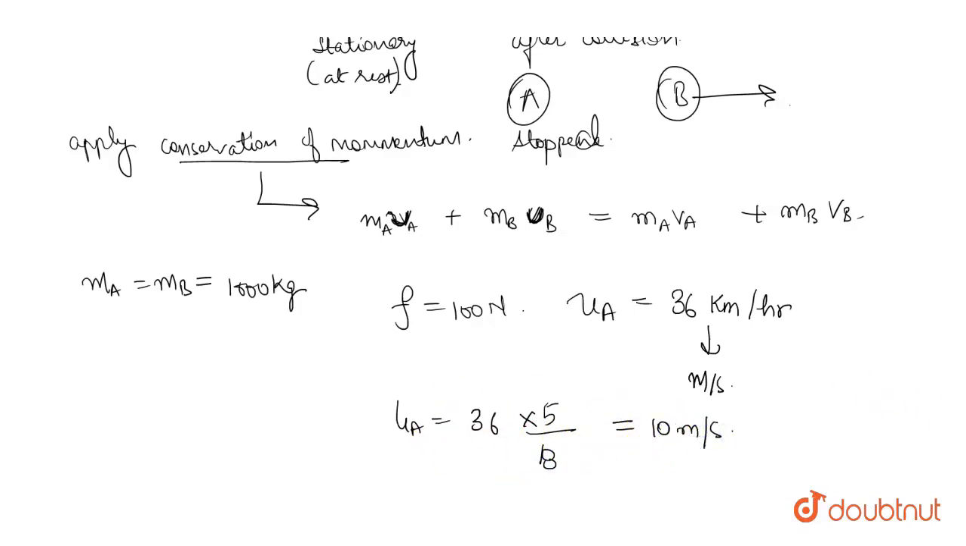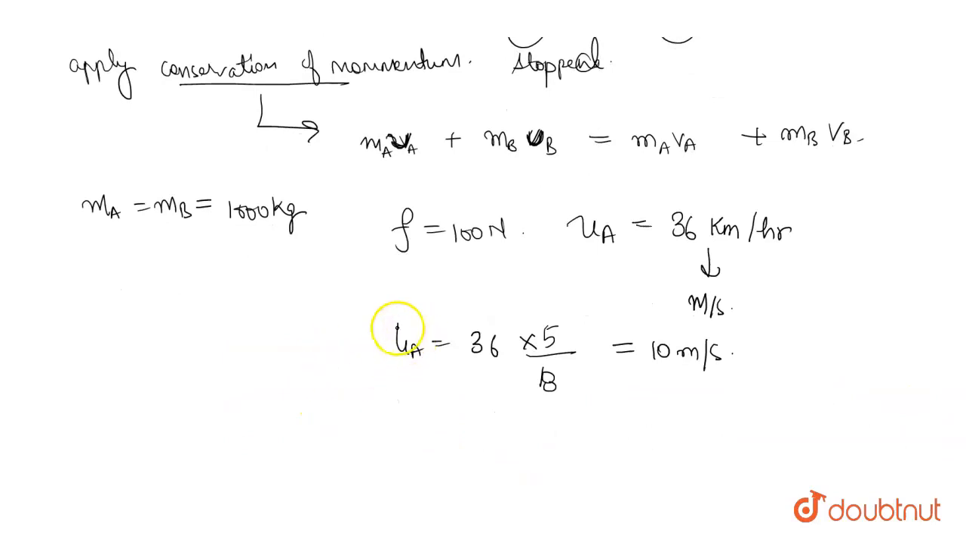So I also have the initial velocity u_a, that is the initial velocity of car A. Now I need to find the power of car A. P is equal to F into V, force into speed or velocity. So this is 100, the frictional force, into V. It is moving at 10 meter per second, so this will be equal to 1000 watt.